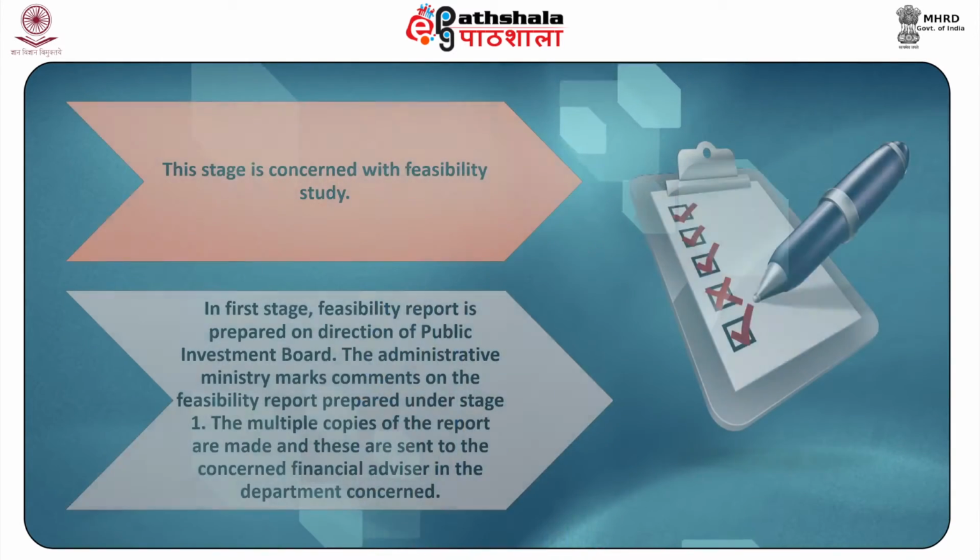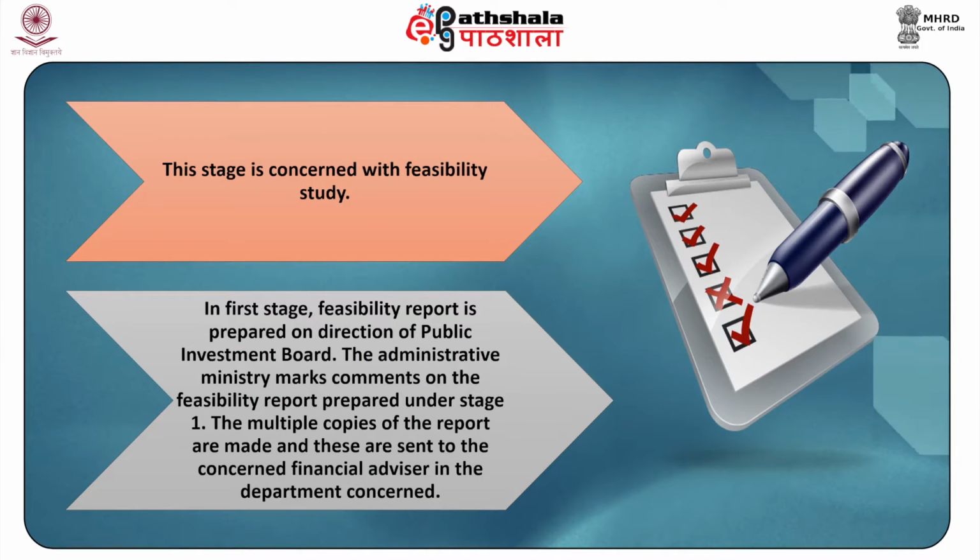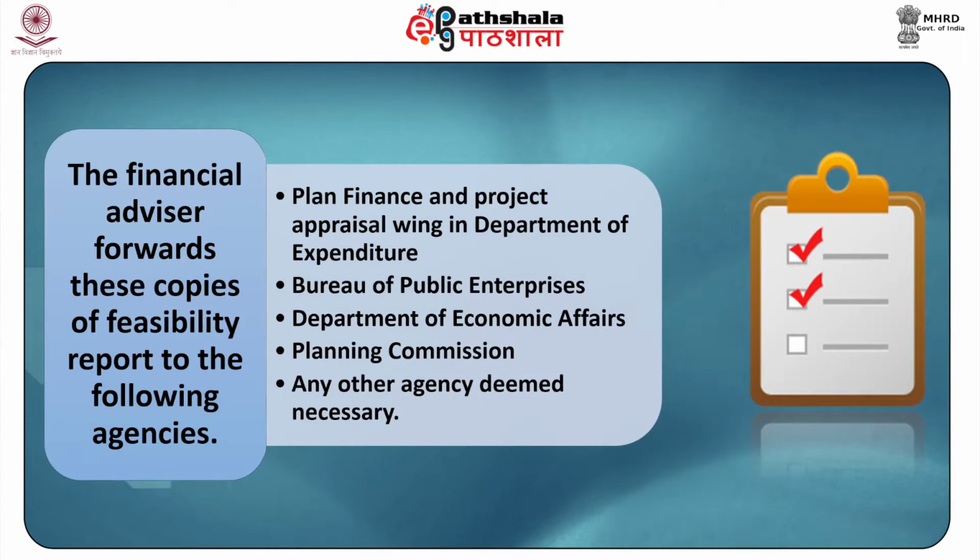Stage 2. This stage is concerned with feasibility study. In first stage, feasibility report is prepared on direction of Public Investment Board. The administrative ministry makes comments on the feasibility report prepared under stage 1. The multiple copies of the report are made and these are sent to the concerned financial advisor in the department concerned. The financial advisor forwards these copies of feasibility report to the following agencies: Plan Finance and Project Appraisal Wing in Department of Expenditure, Bureau of Public Enterprises, Department of Economic Affairs, Planning Commission, any other agency deemed necessary.